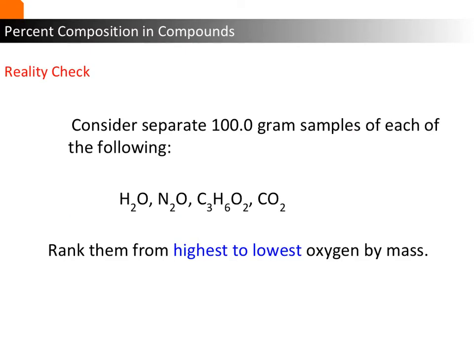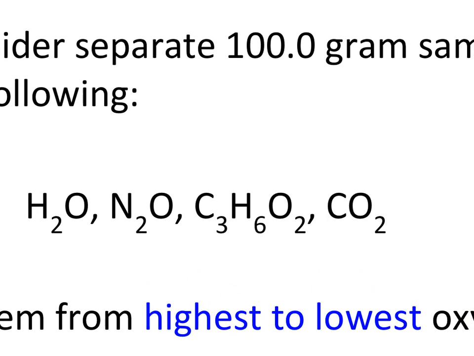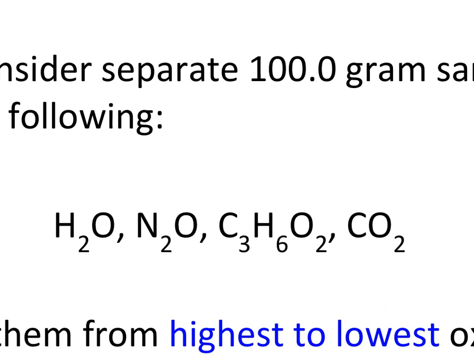This one gets a little bit more involved. Basically, what we need to do is order the molecules from highest percent oxygen by mass to lowest percent oxygen by mass. So we're going to have to do a number of calculations here. So I'm going to zoom in so I can write on here and give myself a little bit more room. And we'll just start on the left.